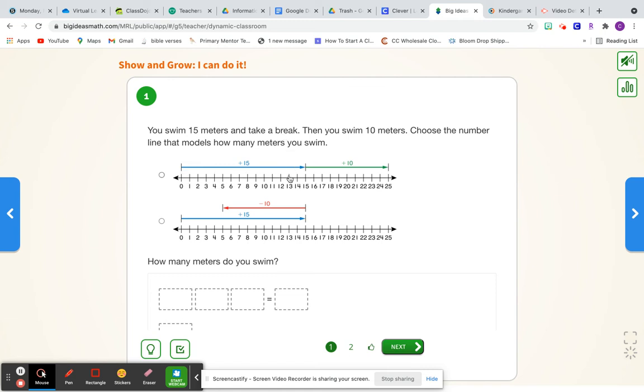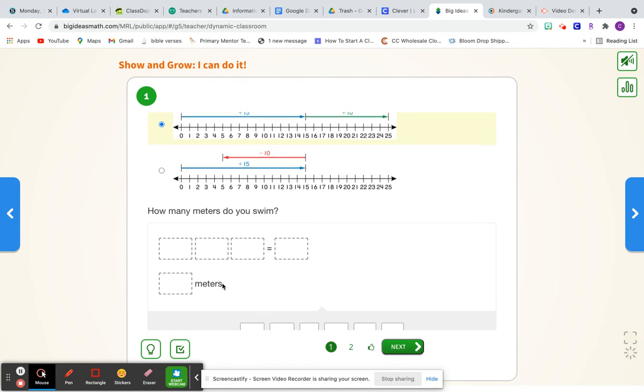You swim 15 meters and take a break. So this number line shows 15 meters. Then you swim 10 meters. Choose the number line that models how many meters you swim. Okay, so you swim 15 and then you swim 10. So this one is adding, this one is subtracting. This one's 15 and then takes away 10. This one is 15 and then adds 10 more. So this would be our correct answer.